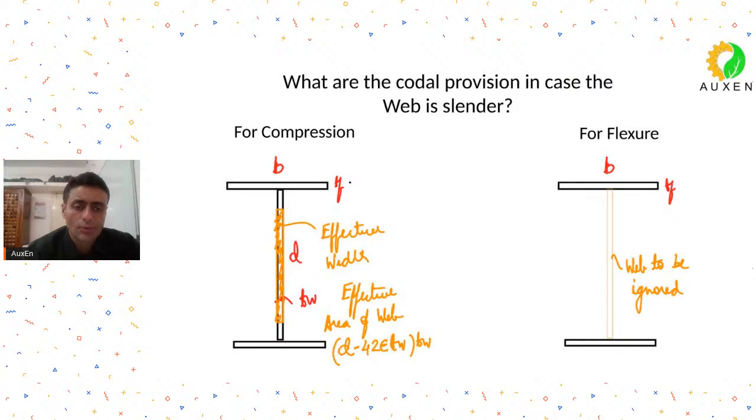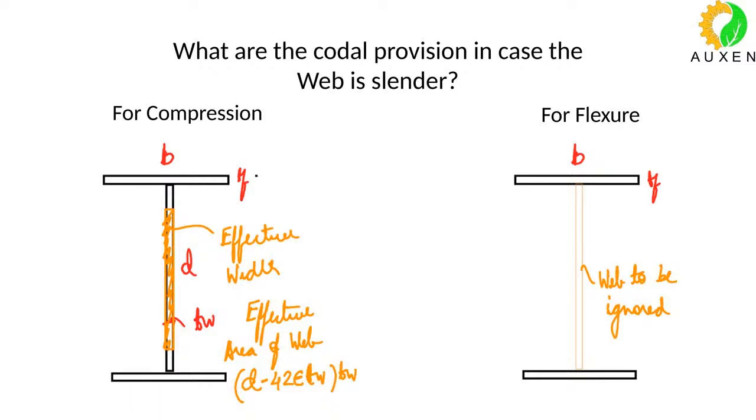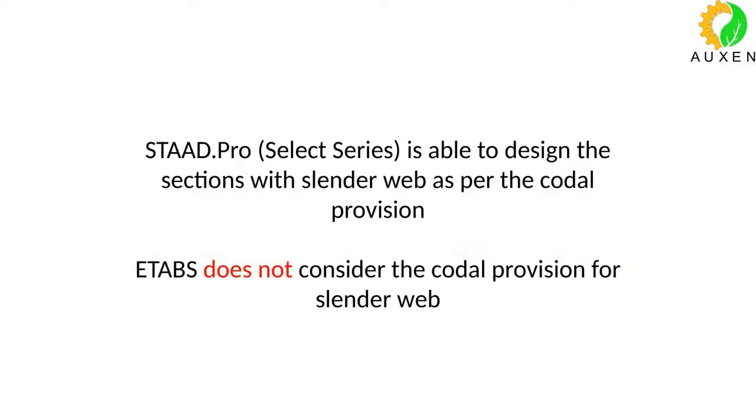So I just tried to make a small sketch, and if you see, for compression you have to take the effective width. So over and above the semi-compact, whatever remains, that you have to take as your effective width. So the effective width is (d minus 42 epsilon tw) into tw. This will give you the effective area of the web to be considered for compression calculations. And for flexural calculations you have to altogether ignore the web from your design. Okay, this is what your code says. I hope this is clear, what our code tells us.